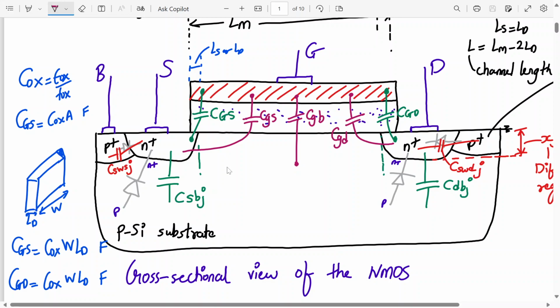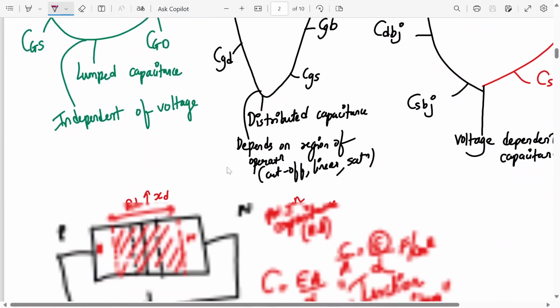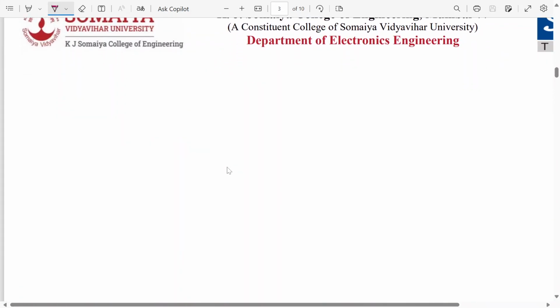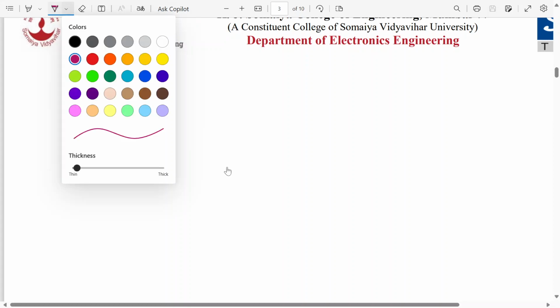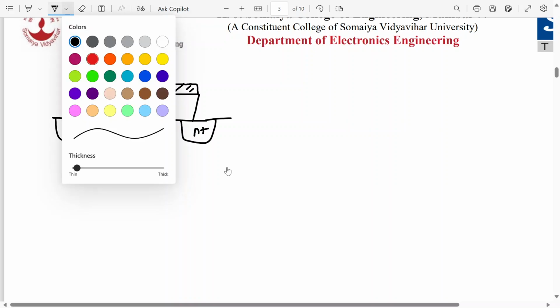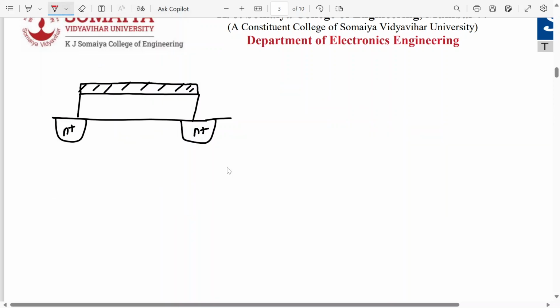In terms of the different modes of operation, let us try to understand that now in brief. In the cutoff mode, what is the situation of the channel? The channel is not yet formed, right? Here is my gate, this is my oxide, this is n plus source, n plus drain. This is my channel length L. Tell me, will there be any capacitance present over here?